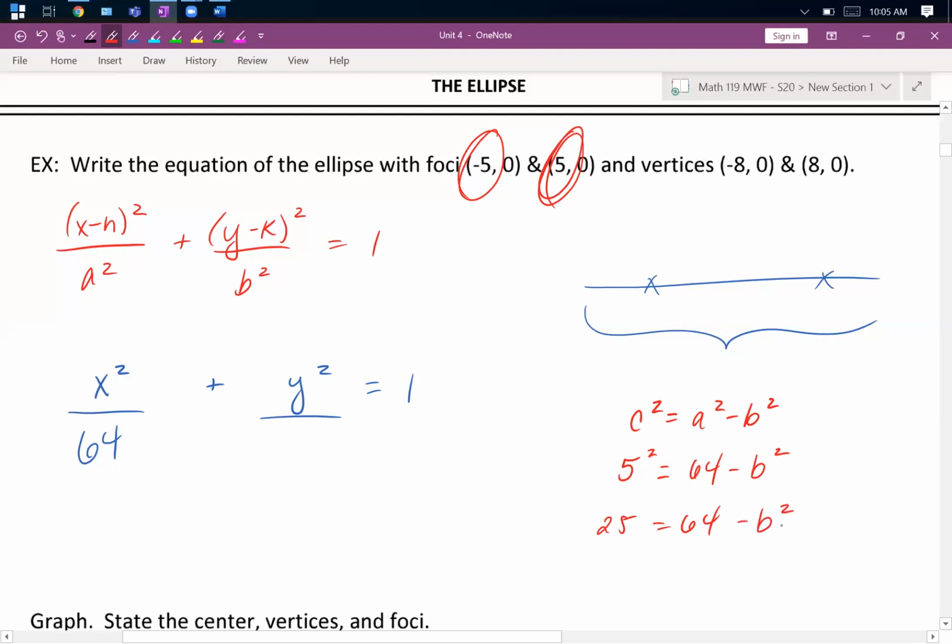Also, to be able to red flag yourself on whether you've made a mistake, your a squared and b squared should always be positive. So if you're doing this and you end up with something that's negative, then you know that there is an issue.